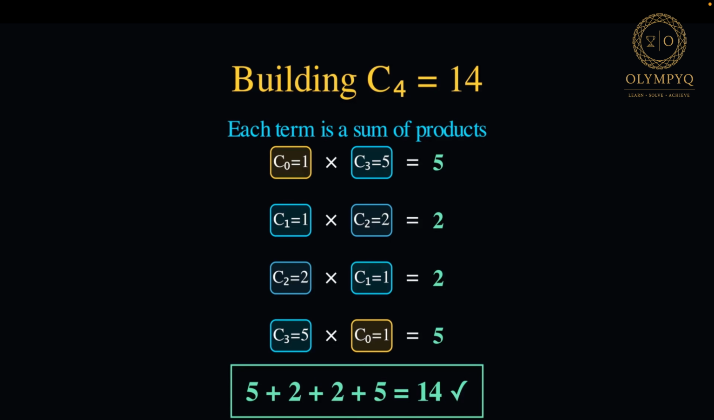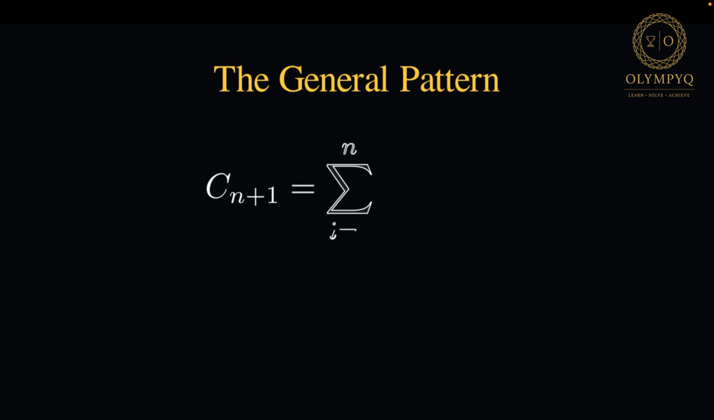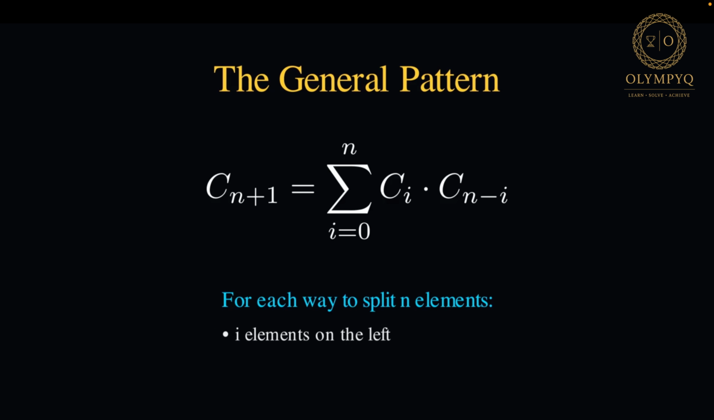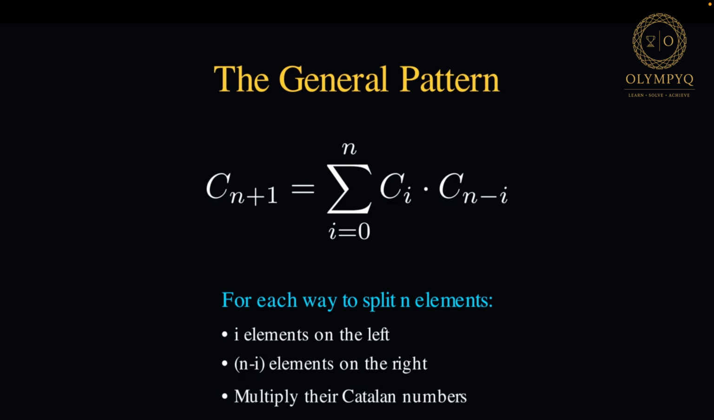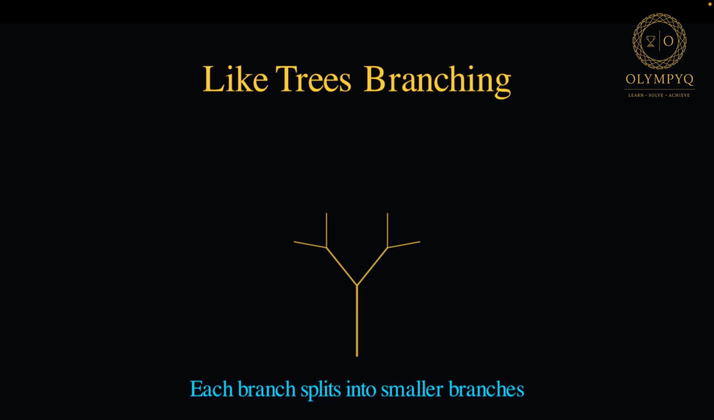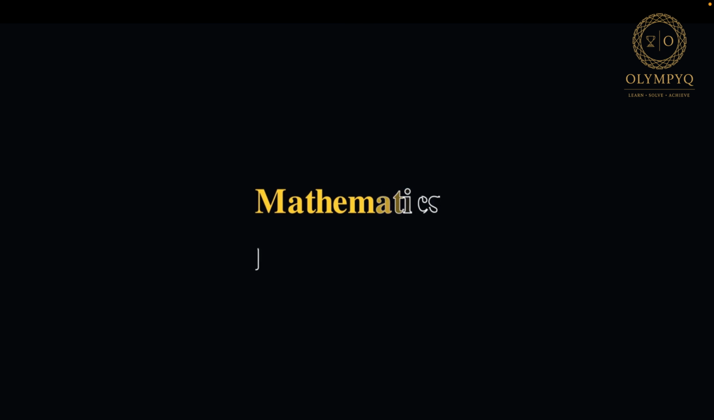In a similar way, we can look at the general pattern. The general pattern will be C(n+1) is equal to the summation from i equals 0 to n of Ci times C(n minus i). For each way to split n elements, i elements on the left, n minus i elements on the right, multiply their Catalan numbers. It's just like a tree branching into smaller trees. It's mathematics building itself from roots.